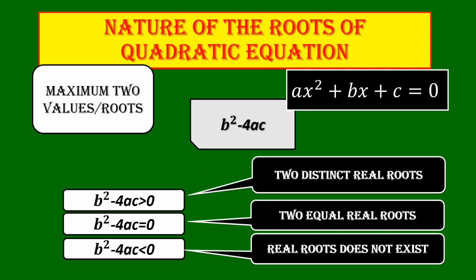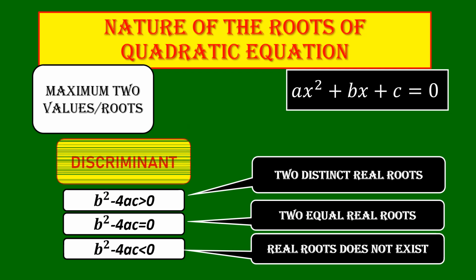Okay, and this expression b square minus 4ac is the discriminant of the equation. So nature of the roots is defined by the discriminant b square minus 4ac of the equation. If it is greater than 0, two real roots are possible. If it is equal to 0, two equal real roots, means coincident roots, are possible. And if it is less than 0, a real root for that equation does not exist, right?